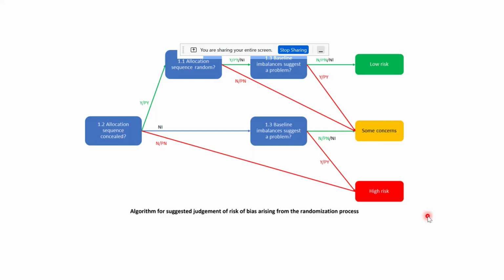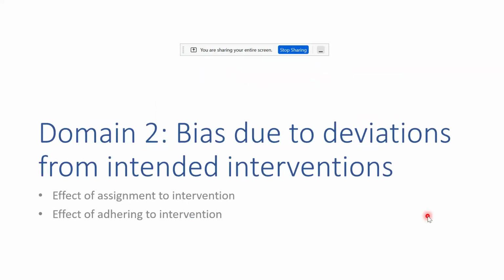We will then move on to the next domain. So our next domain is bias due to deviations from the intended interventions. Okay, so bias due to deviations from the intended interventions.